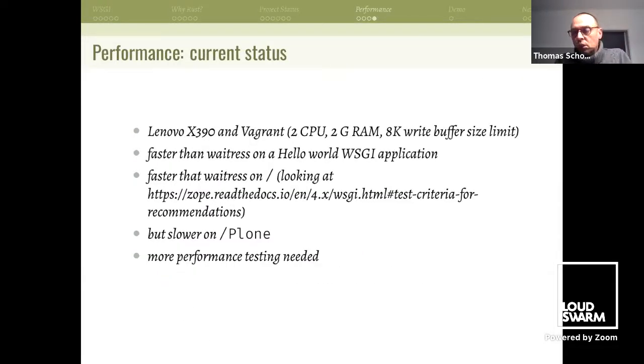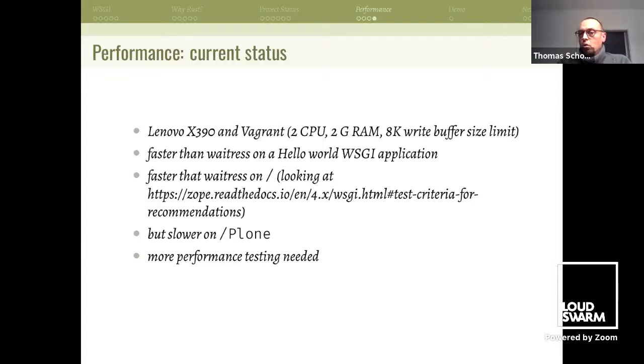Yes, so first performance results on my Lenovo X390 and a Vagrant box. I'm doing it both natively on the laptop and on a Vagrant box with 2 CPUs, 2 gigs of RAM, and 8K write buffer size limits, which is really small. So it's a lot faster than Waitress on a Hello World WSGI application, and it's still faster than Waitress when downloading slash URL.